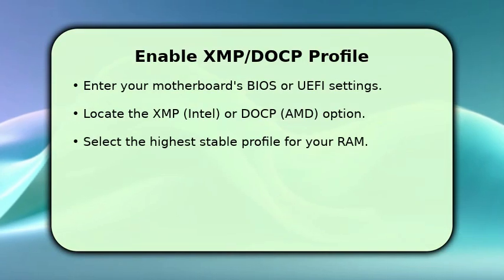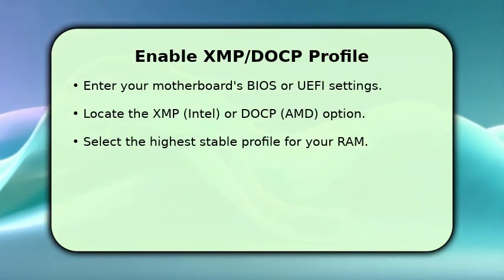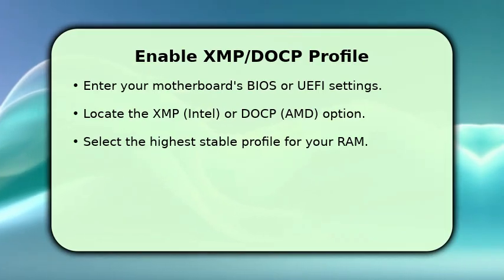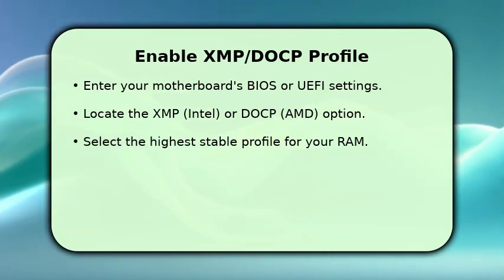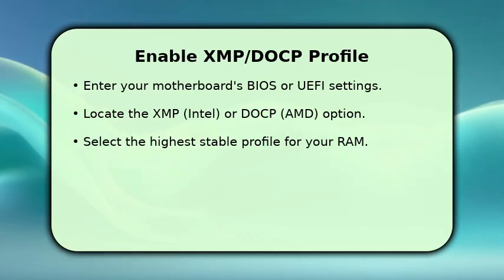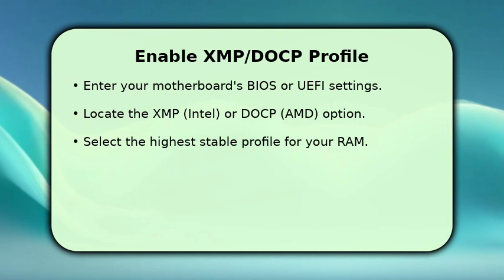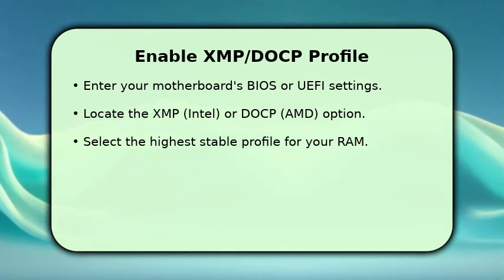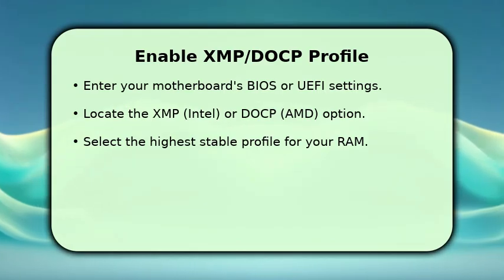The easiest way to fix RAM speed is by enabling its XMP or DOCP profile. Restart your computer and press the designated key, usually Delete or F2, to enter BIOS. Navigate to the Memory or Overclocking section. Find the XMP for Intel systems or DOCP for AMD and select the highest available profile. Save and exit to apply these optimized settings.